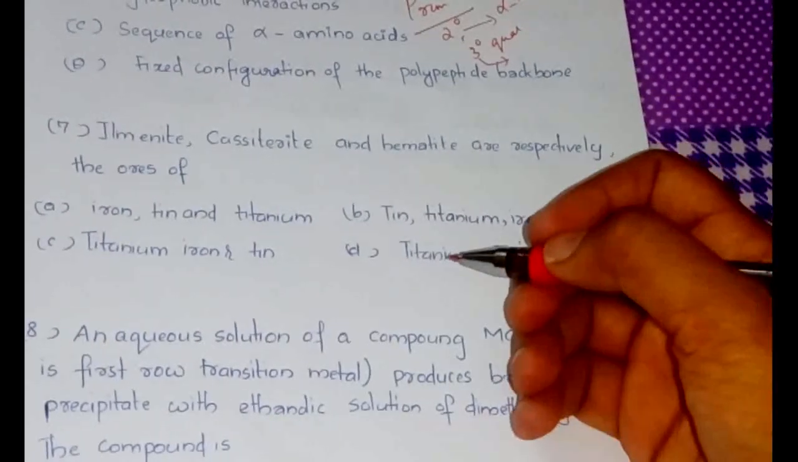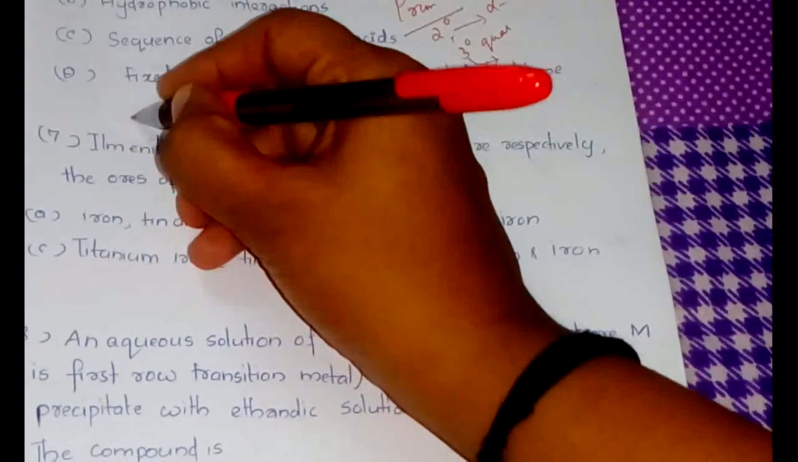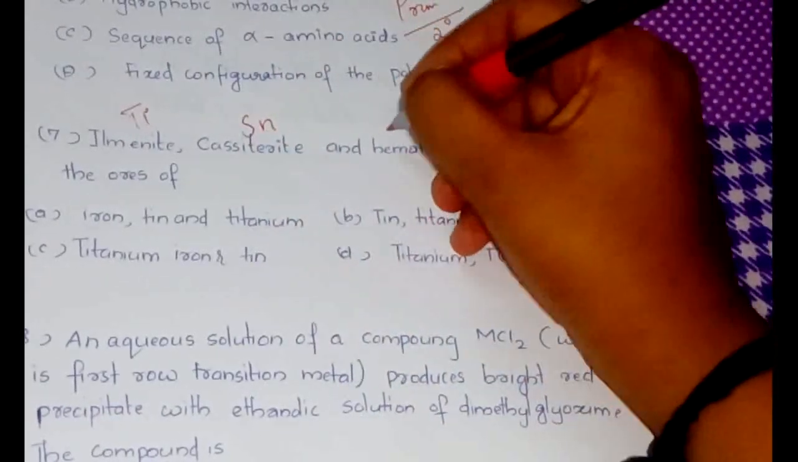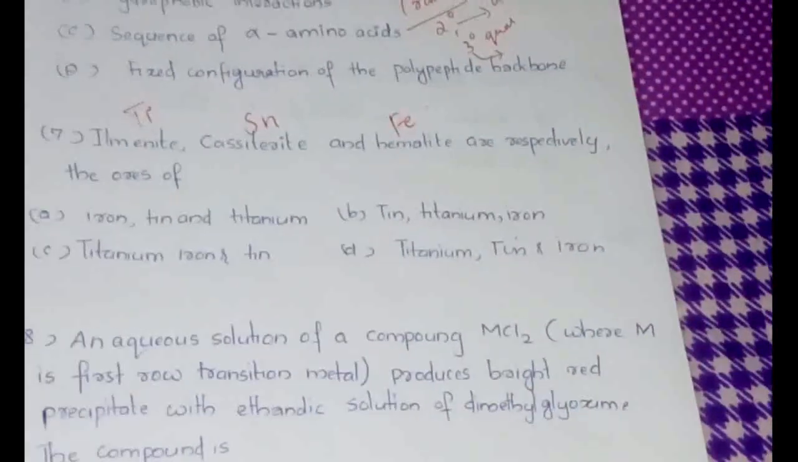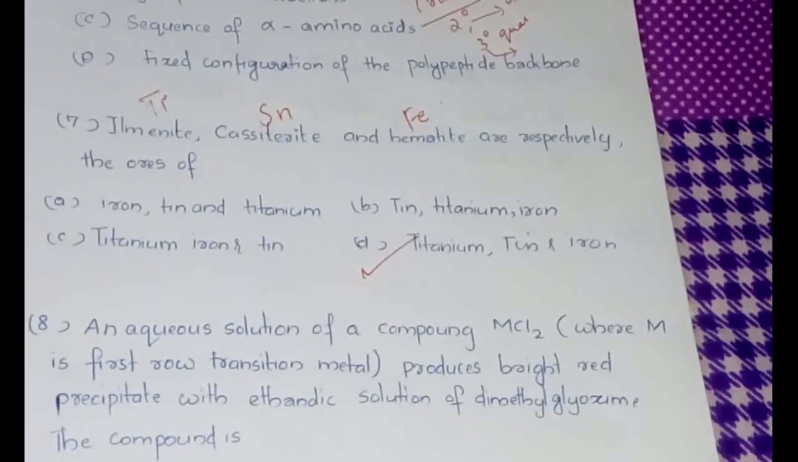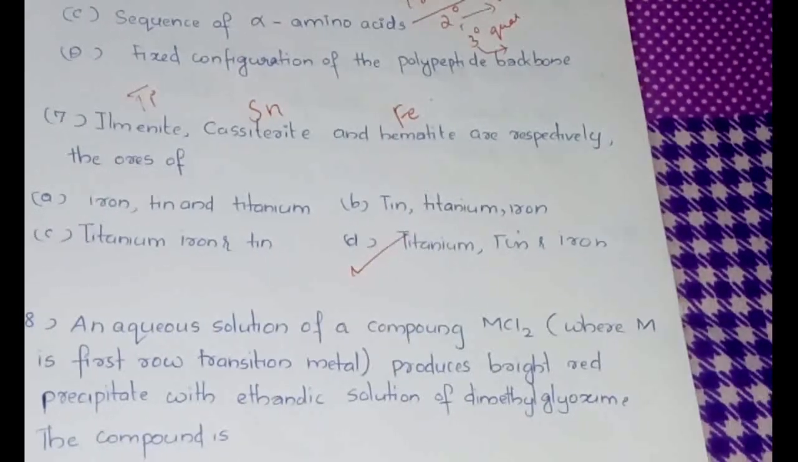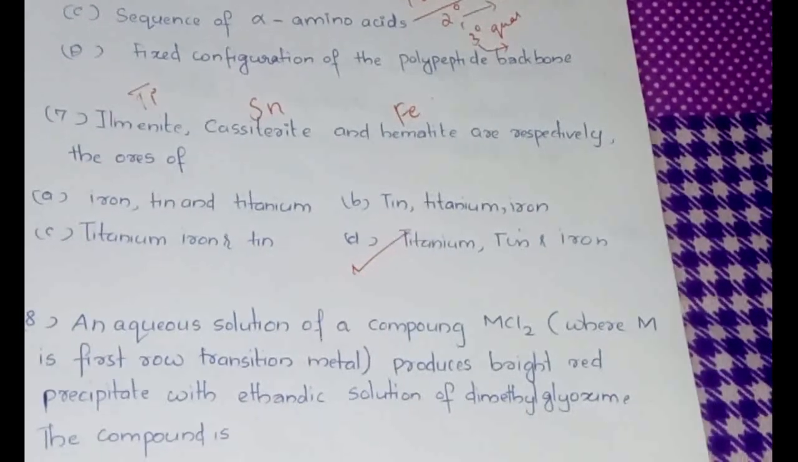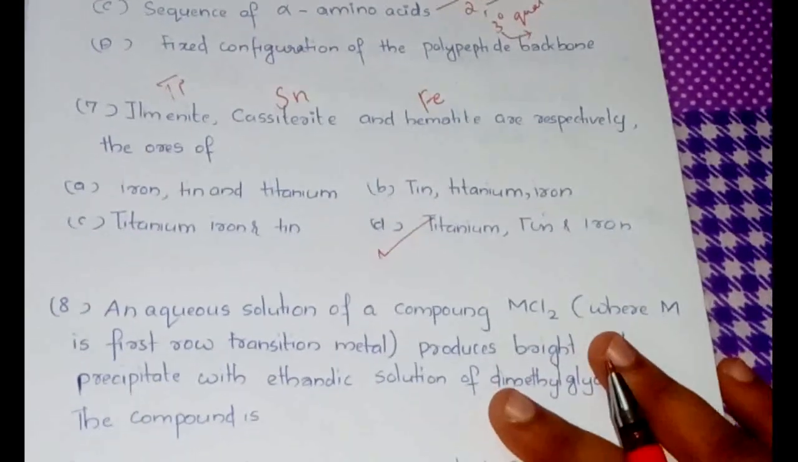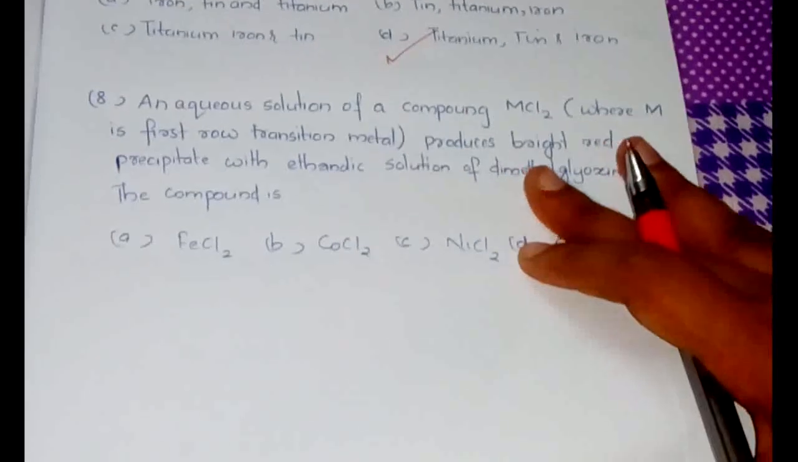Okay, so ilmenite is of titanium, then cassiterite is of tin, and hematite, from the name itself, is of iron. So what is our answer? Our answer would be option D, titanium, tin and iron. Ilmenite is the ore of titanium, cassiterite is the ore of tin, and finally hematite is the ore of iron. Now to the next question.